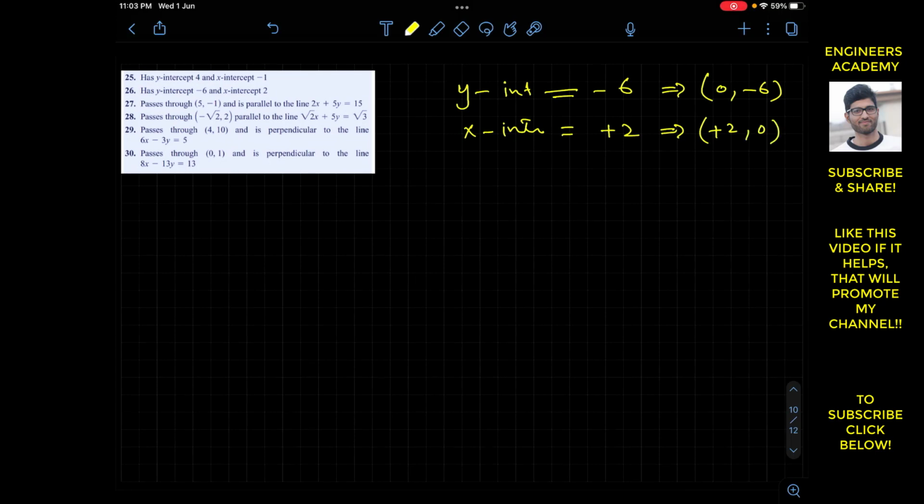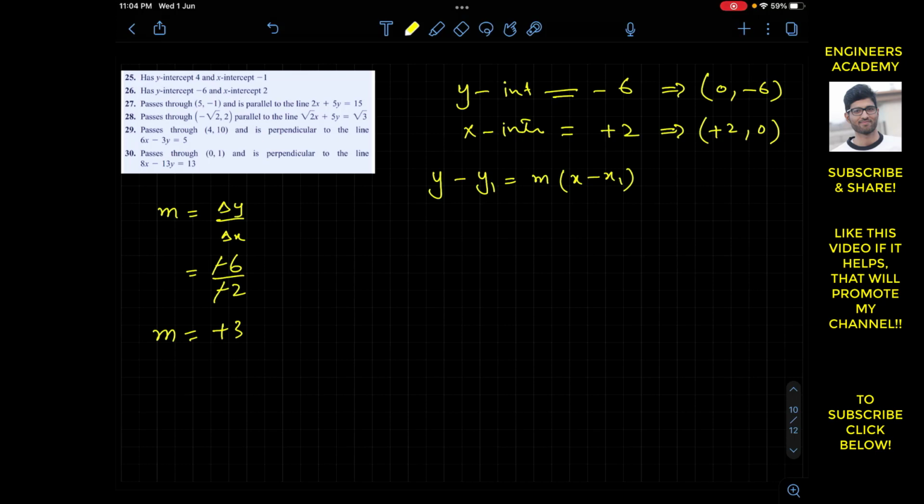Now we are given 2 points, and we can use the point-slope equation, y minus y1 equals m times x minus x1. First of all we have to find the slope. The slope is equal to change in y divided by change in x. The change in y is -6 minus 0, which is -6, and the change in x is 0 minus 2, which is -2. Dividing by -2, the minus signs cancel out and we get +3.